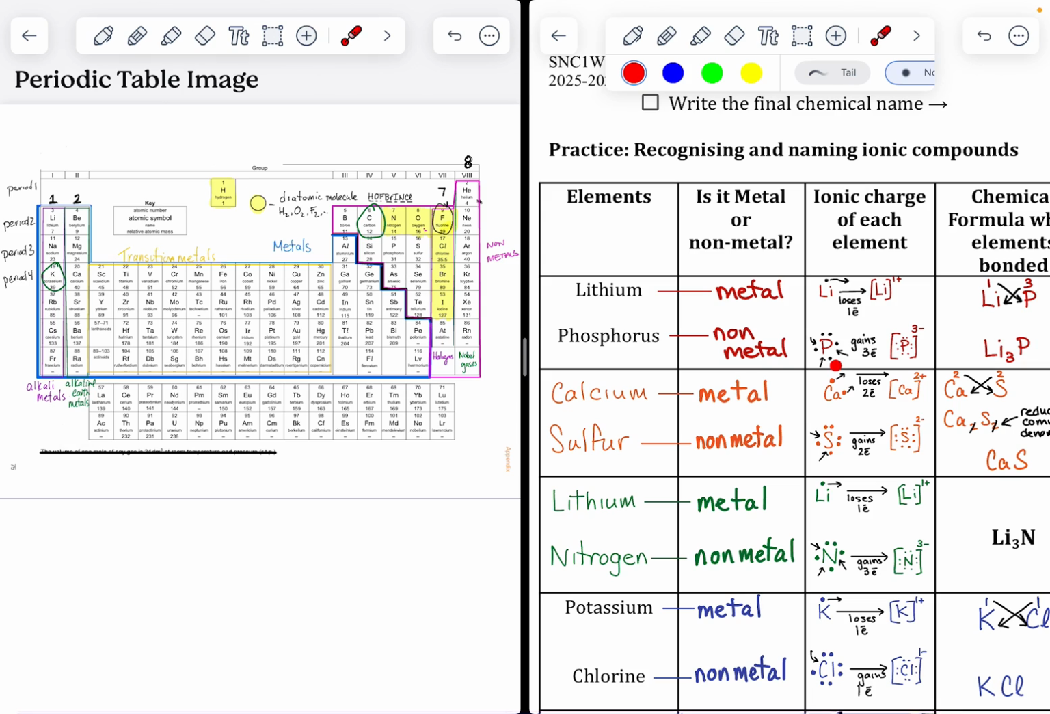Phosphorus is in column 5, so it has 5 valence electrons. To become satisfied, it needs to gain 3 to have 8. So we see that phosphorus now is an ion with a -3 charge because it has gained 3 negative electrons.